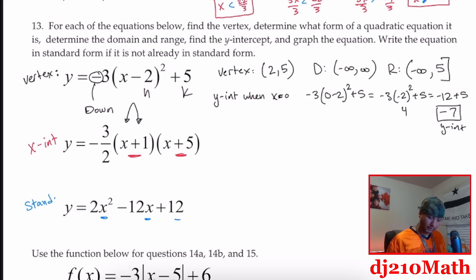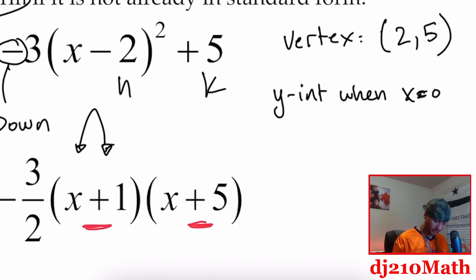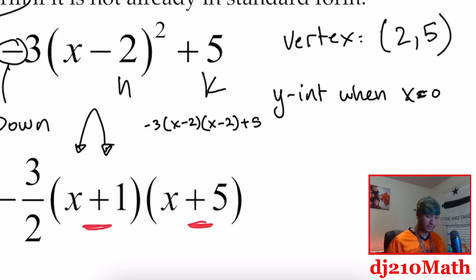I'm thinking we have to write it in standard form if it is not already in standard form. Okay, so it's not in standard form. All right, so this is going to take some work. So this is going to be, if I can zoom in, negative 3 times x minus 2 squared. That means there's 2 of them. Plus 5. So we have to FOIL this out.